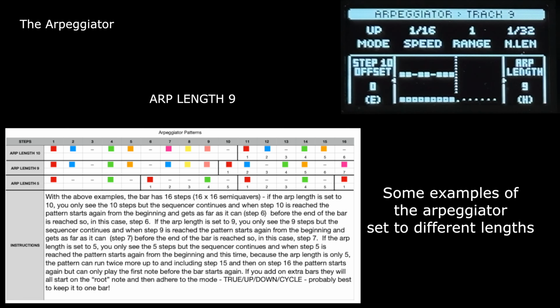Now this is obviously incredibly slow. You wouldn't be able to count it if it was up at something like 100 beats per minute, but at least you can see how it's working. So it's slightly different, slightly shorter. Right, let's do something a bit more radical. Let's bring our arp length down to 5.